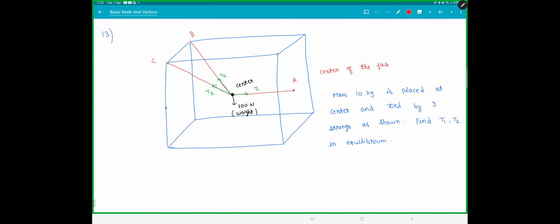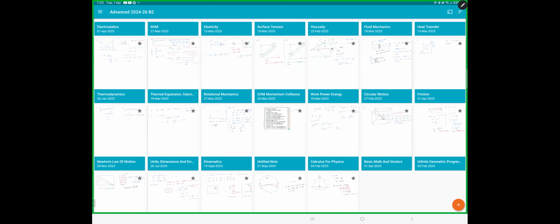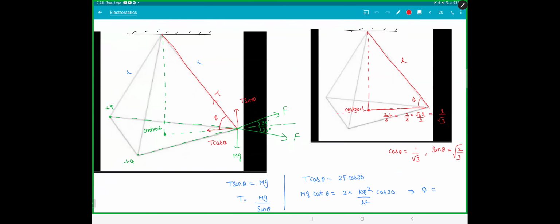This was a question. We had a mass M hanging at the center of a cube, and then we had string here and string here and string here. 3 joints. The question was find the tension in the strings. This we did in basic maths and vectors. Is this question clear, everyone? Clear, Surya? Ahana, got the angle, no? Yeah. Next one. Let's see a little higher.